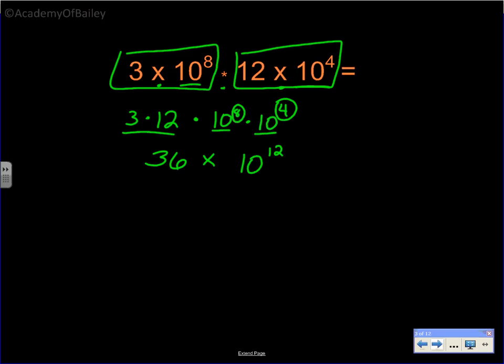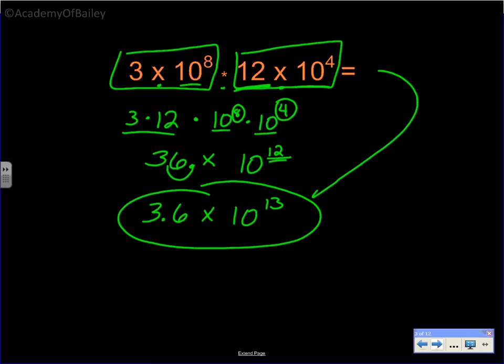Now, this is not scientific notation, because scientific notation says we're supposed to have 3.6 times 10 to something. And if we took the decimal place from here in 36 and we moved it one place to the left, that raises that exponent 1 power. So there's the solution, 3.6 times 10 to the 13th.